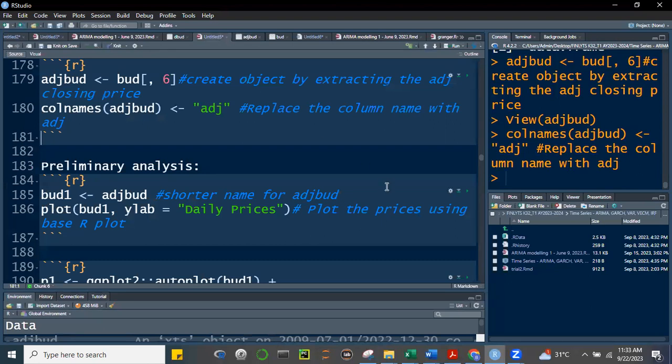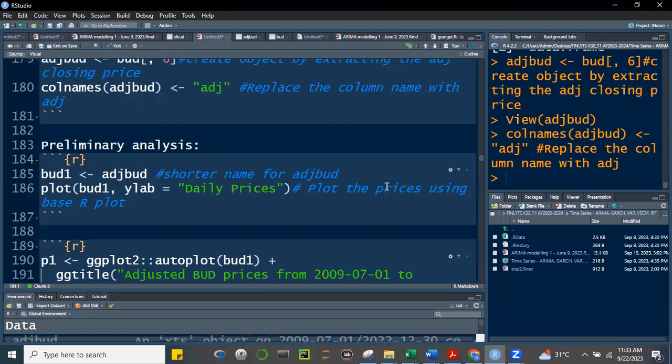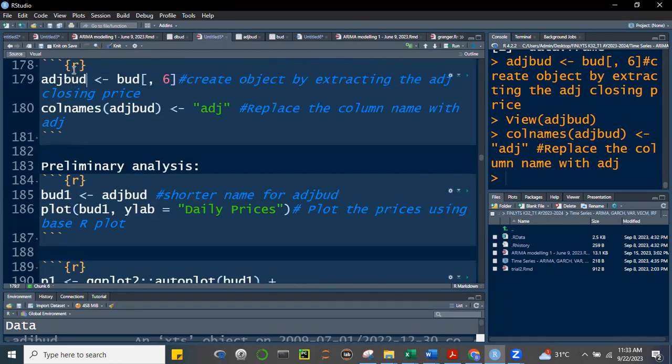Right, so of course, class, before you do any descriptive statistics, plot. Okay, so I expect in your paper that before you do descriptive analysis, you plot first your data. So in this case, I'm going to create another object, bud1, and it's just the same as adjusted bud. I'm doing that because I just want to shorten the name. Of course, initially I could have used here bud1 already. Pwede naman yun, no? Bud1 instead of adjusted one.